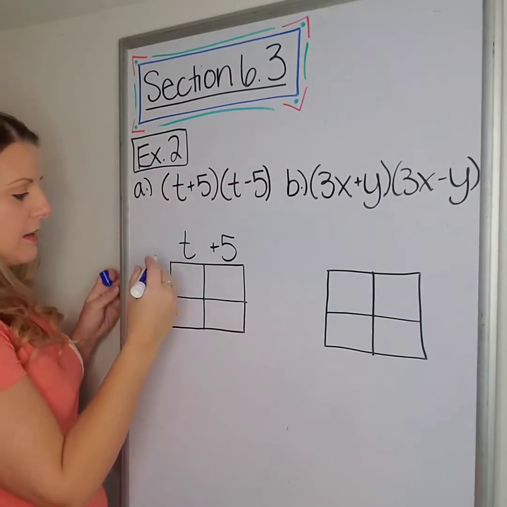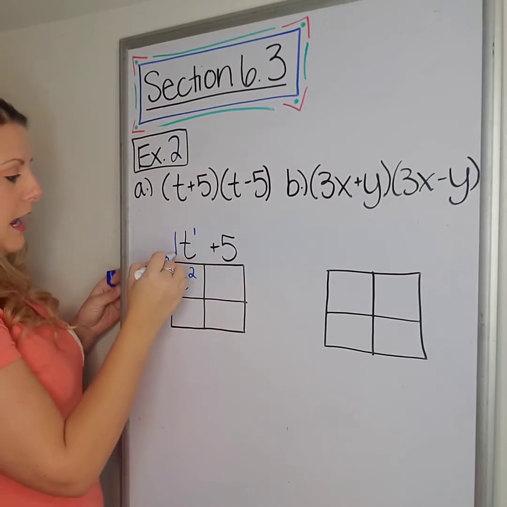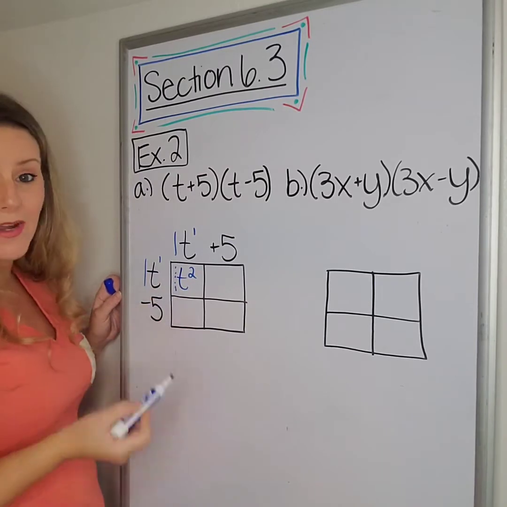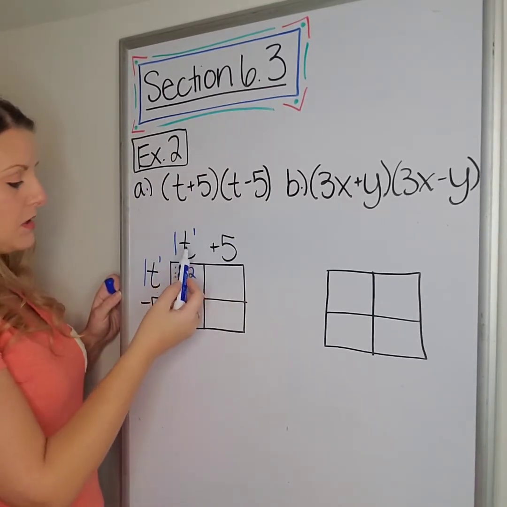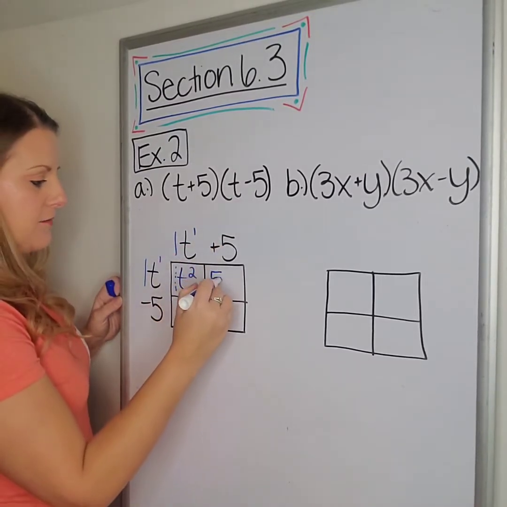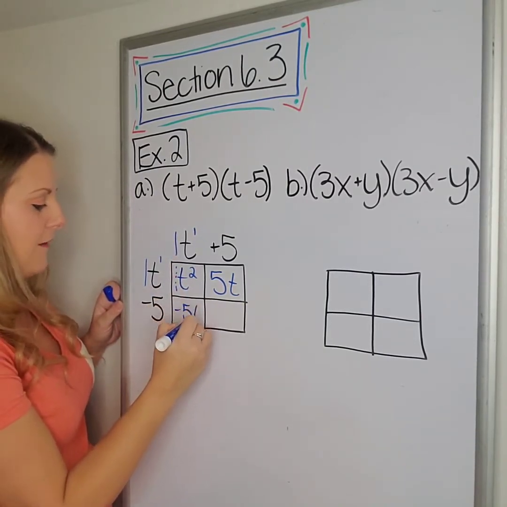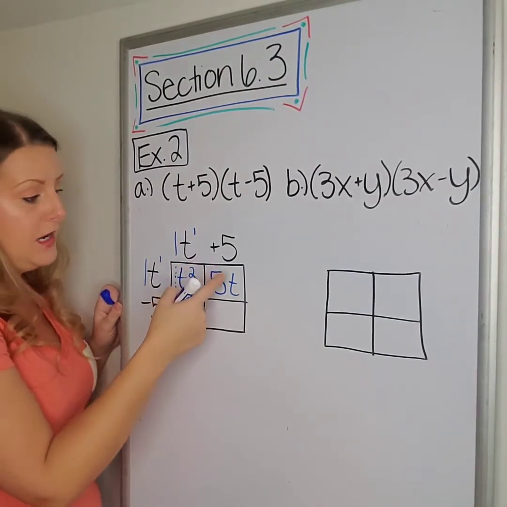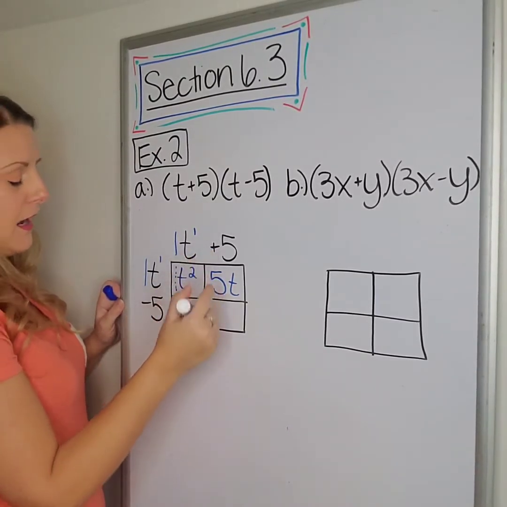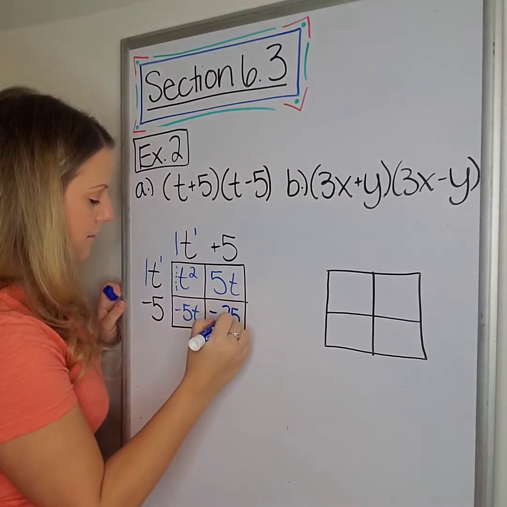So T times T is T squared. You can add the little ones if you want, and you can add the ones in front if you want. But 1 times 1 is still my imaginary 1, so I don't need that. And 1 plus 1 is 2, okay? Or I can just do t squared. 1 times 5 is 5, keep the t. Negative 5 times 1 is negative 5, keep the t. See how they're different? 5t and negative 5t. Those are going to cancel in a second. And negative 5 times positive 5 is a negative 25.